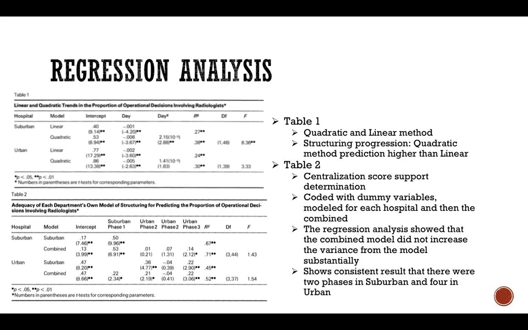For table 2, we see that this table is used for centralization scores support determination, and then to see if there is a structuring progression as well to confirm it. So they coded the phases with dummy variables and a model for each hospital, and then the combined phases. And the regression analysis shows that the combined model did not increase significantly or substantially in variance from the model. So this shows a consistent result that there were 2 phases in suburban hospitals and 4 phases in urban hospitals.